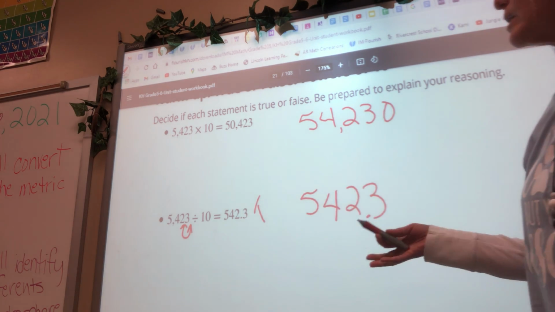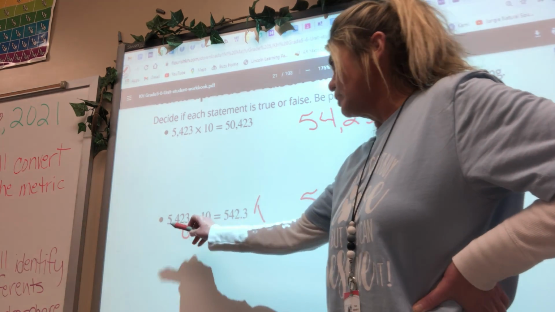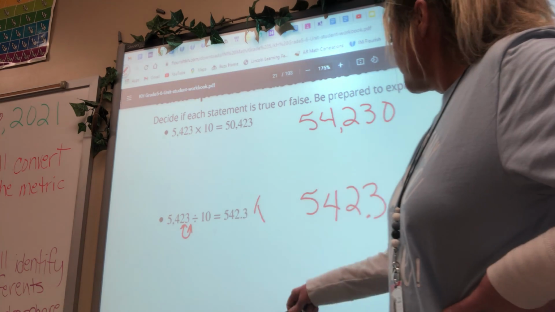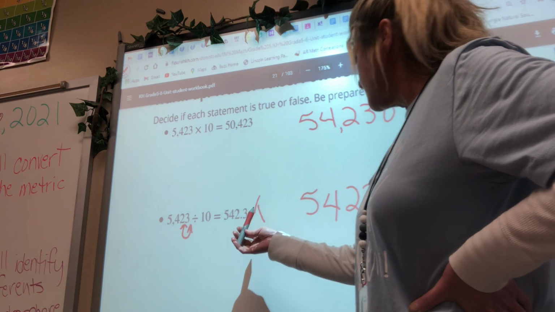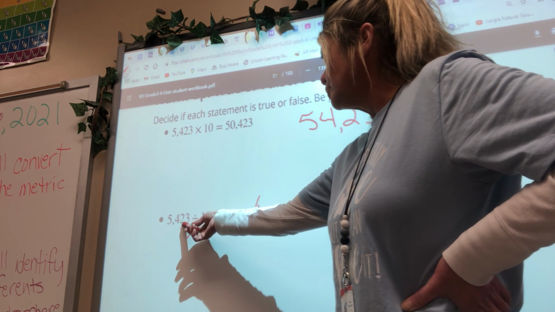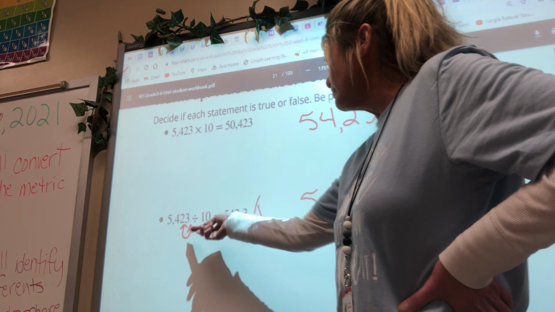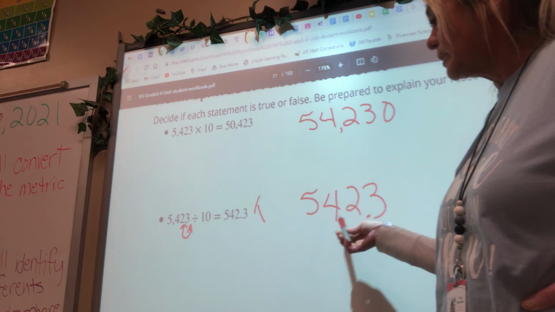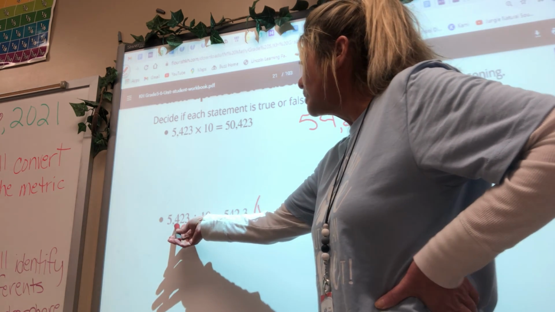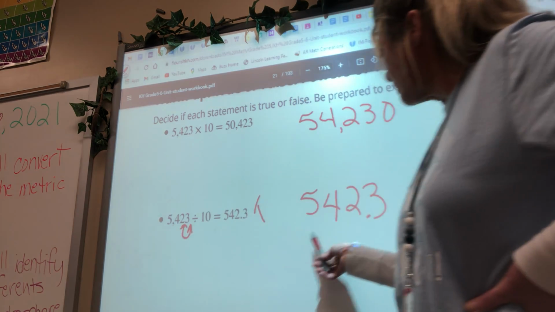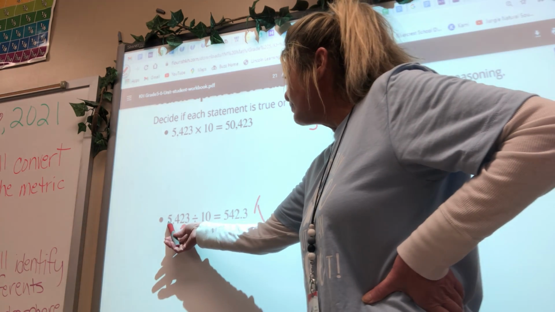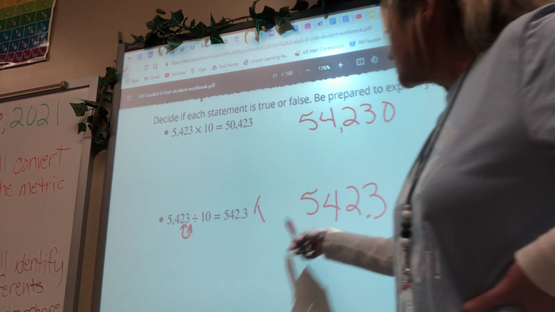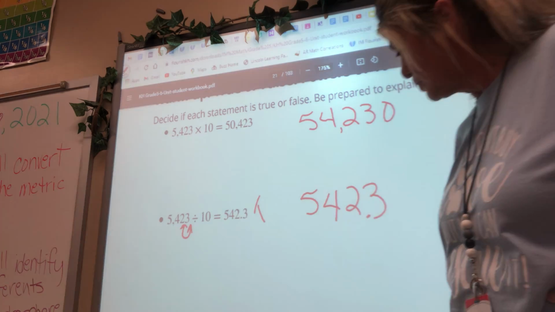Okay? And that's because everything moved down by 1 multiple of 10. The 3 was in the 1's place, so it moved down. Now it's a 10th. The 2 was in the 10's place, so it moved down 1, so now it's in the 1's place. The 400 moved down once, so now it's in the 10's place as a 40. And the 5 was 1,000, and it had to move down 1, so now it's in the hundreds, the 500's place.